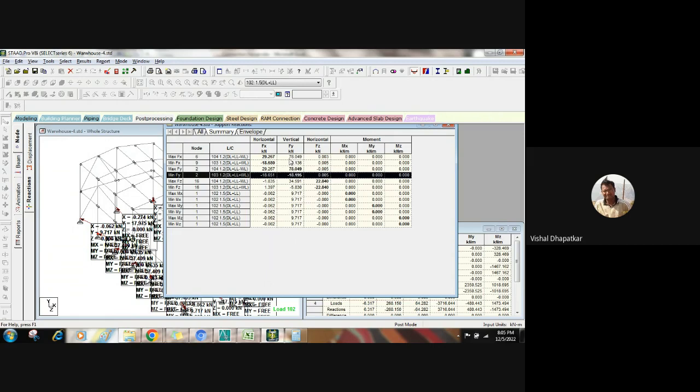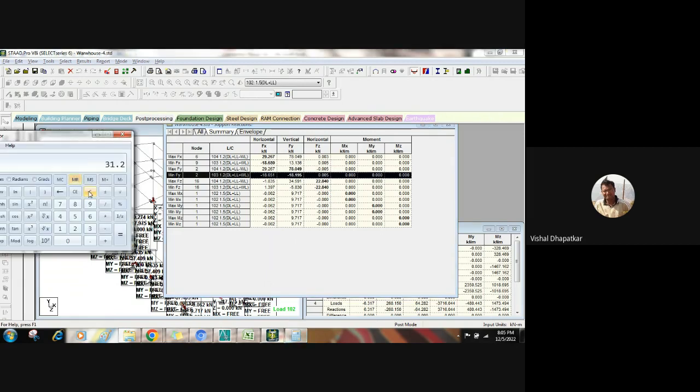Now when we are considering maximum compression, compression is 78 kilonewton. So what it is actually doing, it is pushing the base plate against the pedestal, but at the same time there is the shear force. So it will try to slide the base plate, but due to the compression there will be friction between the concrete top and base plate bottom. So that friction is 40% of this compression load or vertical load. So that is coming 31.2 kilonewton, which is more than the actual shear coming.